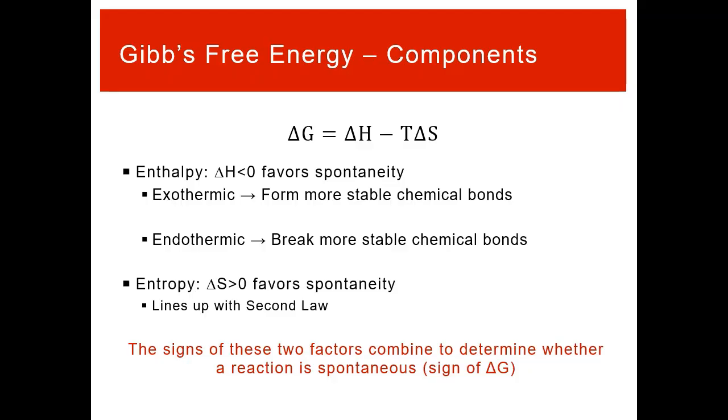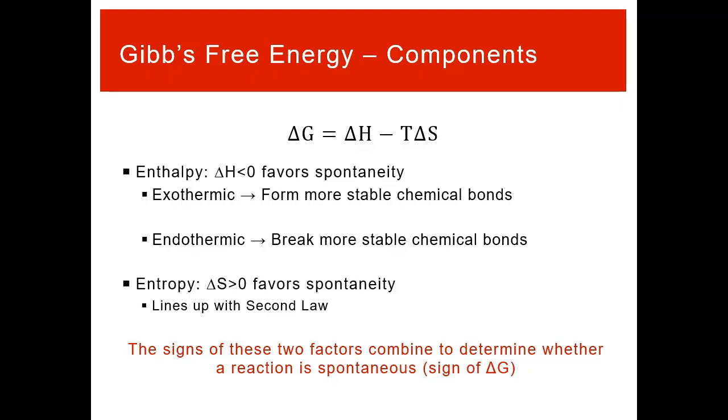also affects it. For entropy, a process where delta S is greater than 0 would also favor spontaneity. That lines up with the second law, that things tend to go to disorder. Those molecules are moving randomly. They're going to change in such a way that leads to the most randomness, or that follows from that random motion. The most likely outcome is the disordered outcome.